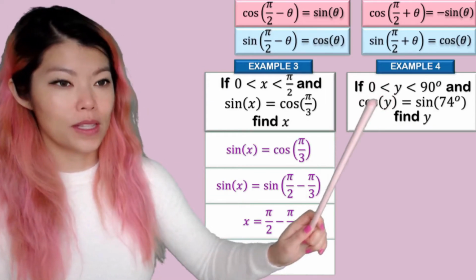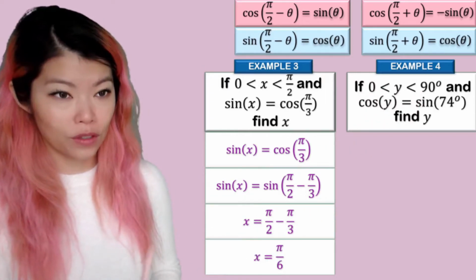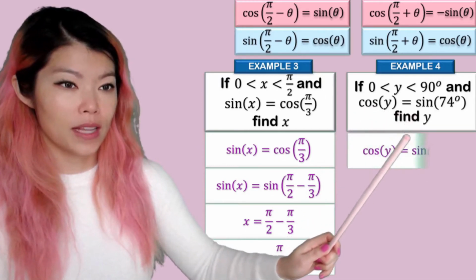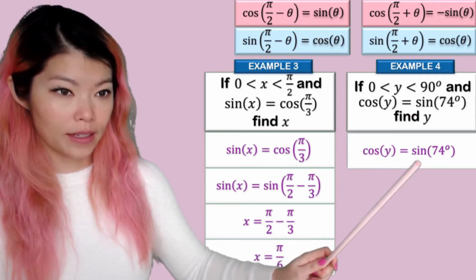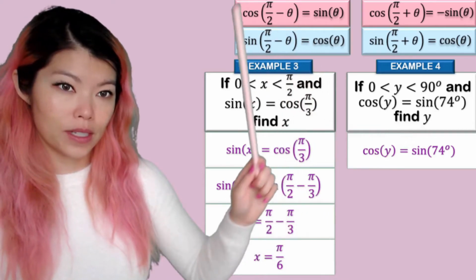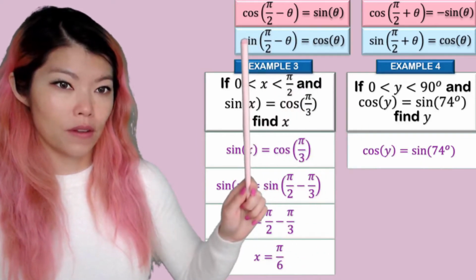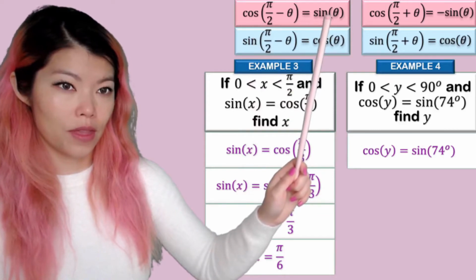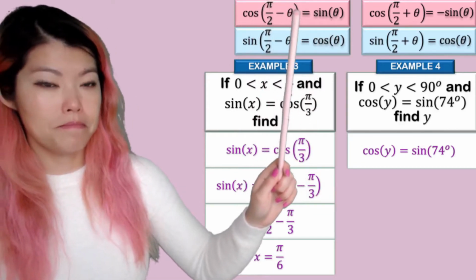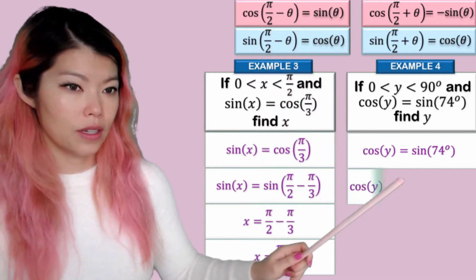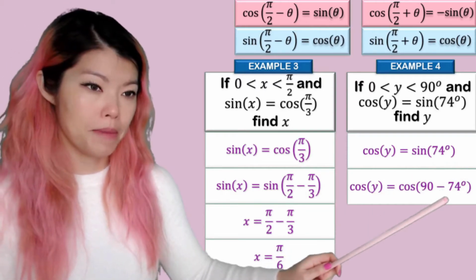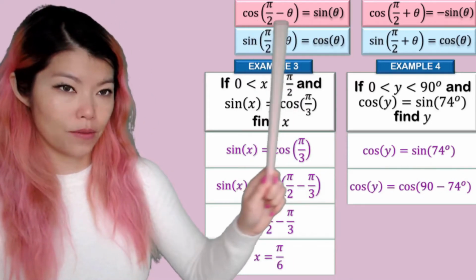If y is between 0 and 90 degrees, again we're in the first quadrant, and cos y equals sine 74, find y. Again, in the first quadrant we're dealing with these. So sine 74, sine theta, is equal to cos of 90 minus theta. So that would be cos of 90 minus 74. We're using this statement over here.